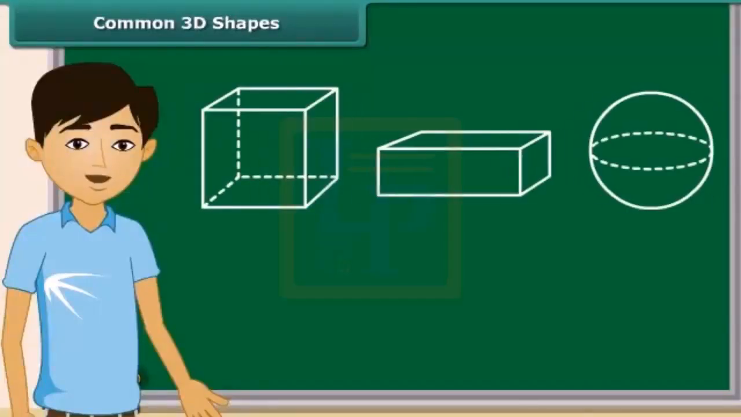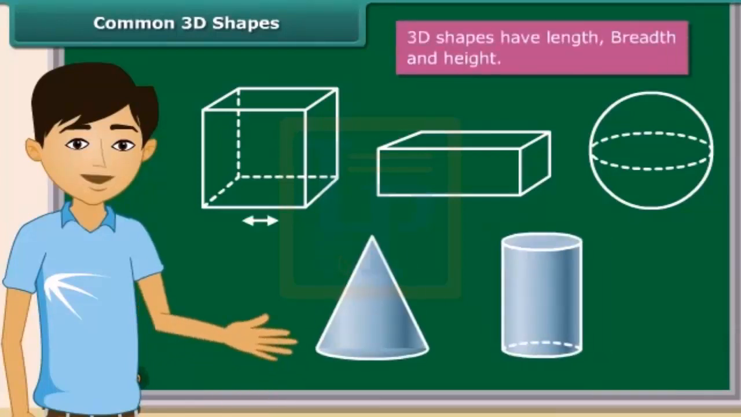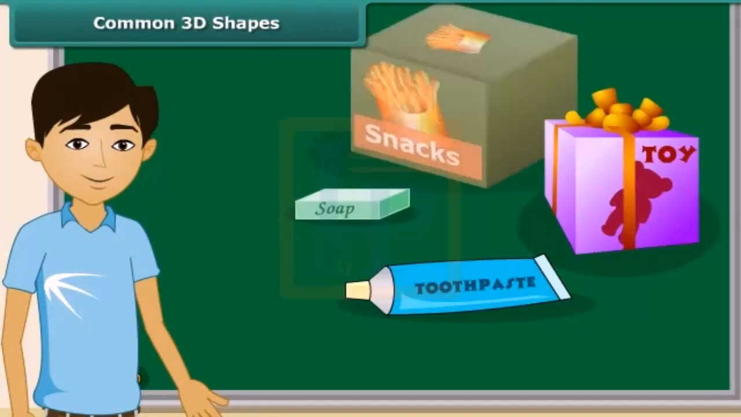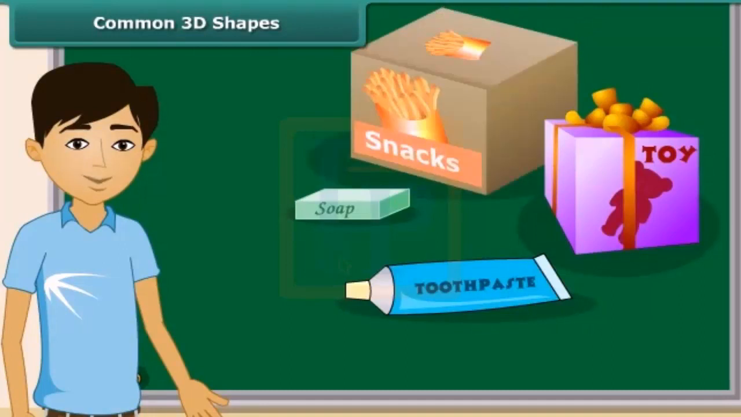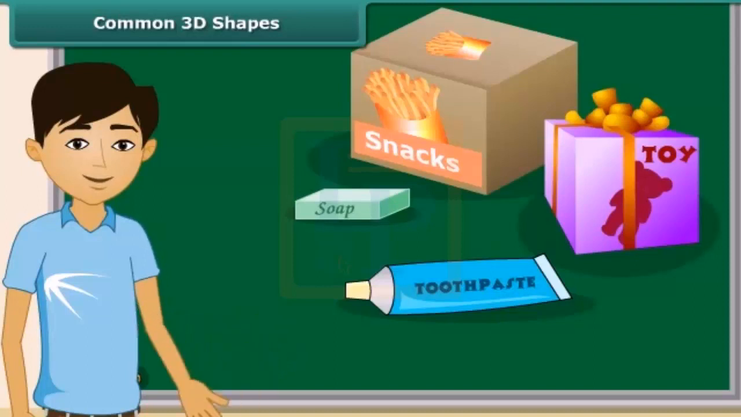Hey, can you recall these shapes? Yes, these are three-dimensional because these have length, breadth and height. Soaps, toys, paste, snacks, etc. often come in the packing of cuboidal, cubical or cylindrical boxes. Let us learn about their surface area and their volume.